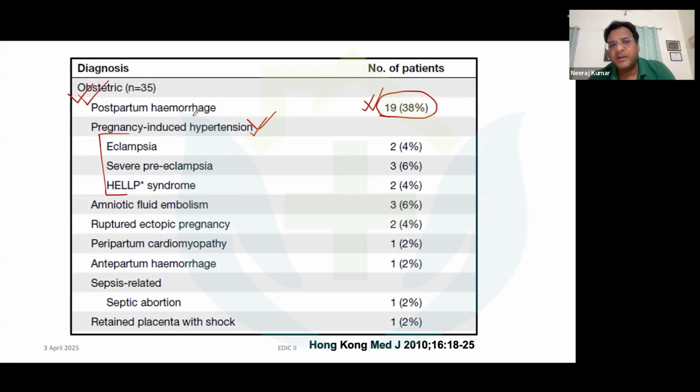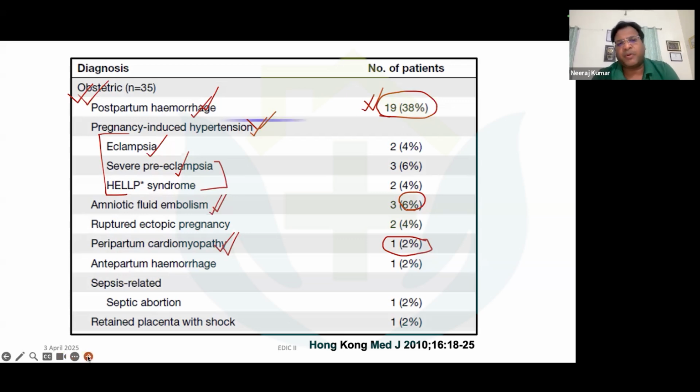It means we have to know PPH, and we have to understand the physiology of PIH, like eclampsia, severe preeclampsia and HELLP. So I will discuss these two parts. The third part was that 6% of patients got admitted because of amniotic fluid embolism, which is why I have added AFE also as a part. Ruptured ectopic pregnancy I have not added, but I have definitely added peripartum cardiomyopathy, about 2% of the causes. Sepsis-related pregnancy issues you have to read on your own, because in this duration of time it is almost impossible to cover all the topics. But yes, a few of the important things have been added here.